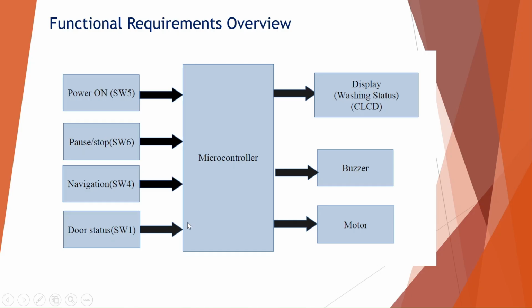For navigation, we use switch 4. A single press will scroll between the functions, and a long press of switch 4 is used to select a program or a function. Door status: if switch 1 is pressed, then we consider that the door is open and it shows a warning that the door is open, please close the door. Then we display the washing status on the CLCD and buzzer, and instead of a motor, we used a fan here.